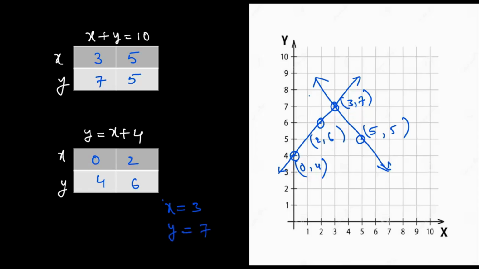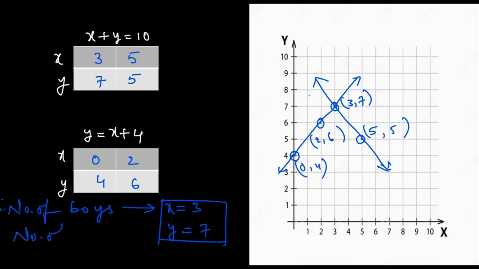You can consider the number of boys in the class. Therefore, number of boys in the class is x is equal to 3. Number of girls in the class, where y is equal to 7. Let's look at the next problem.